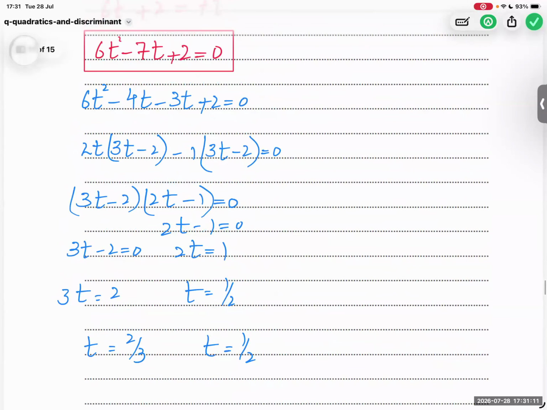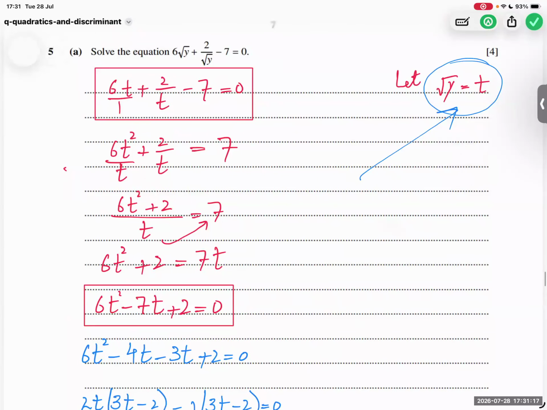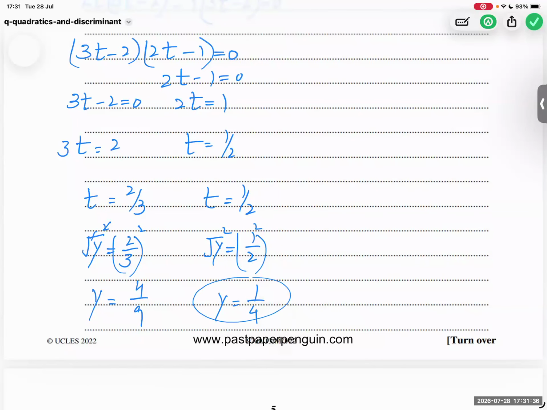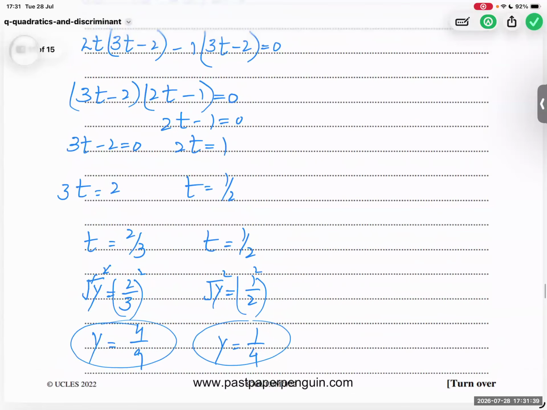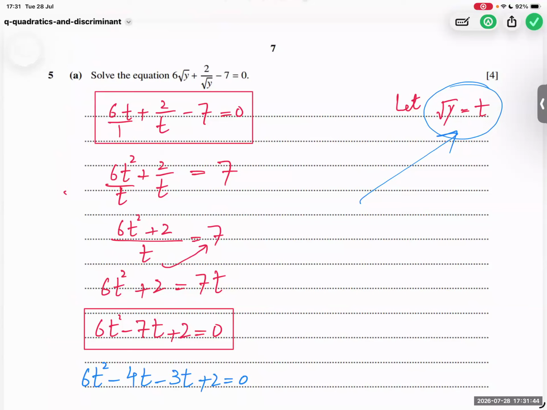Then you go back and see what you have substituted, that was under root y equals t. So under root y is equal to 2 by 3, and under root y is equal to 1 by 2. Now we're going to take squares on both sides to cancel this. So y would be 4 by 9 and y would be 1 divided by 4. These are two possible answers that we can have. Done? So this was an example of solving equations that are reducible to quadratic. Okay. Is that clear?